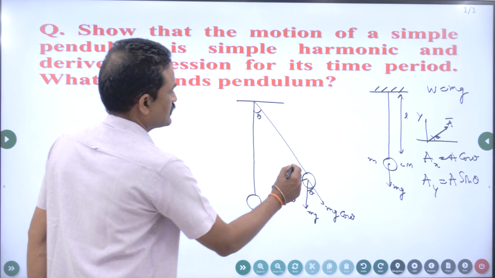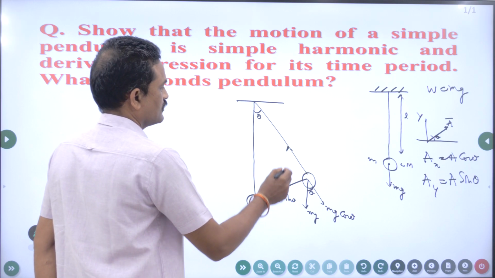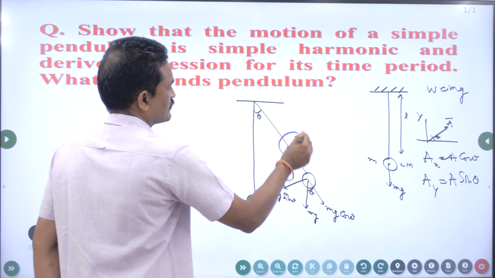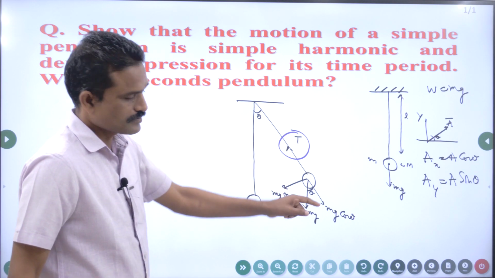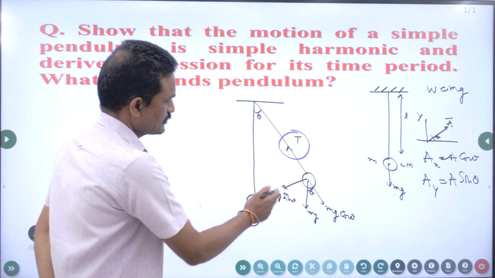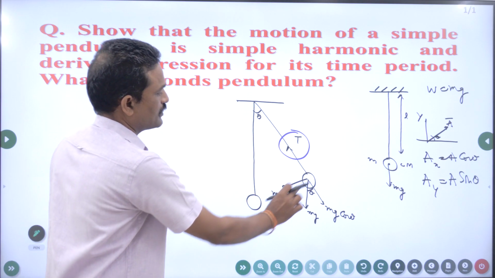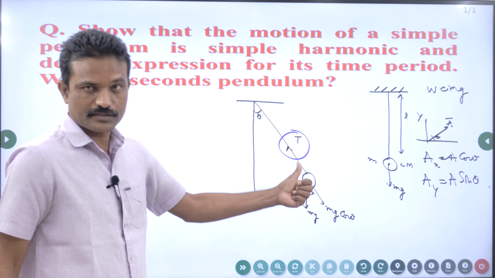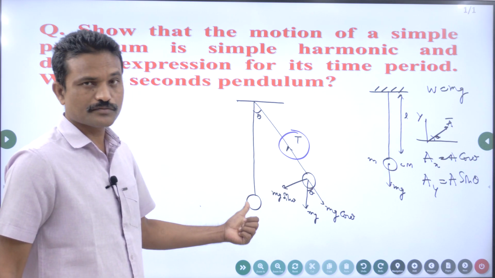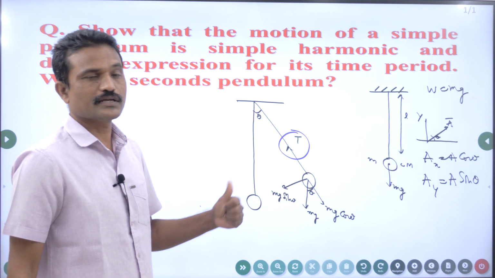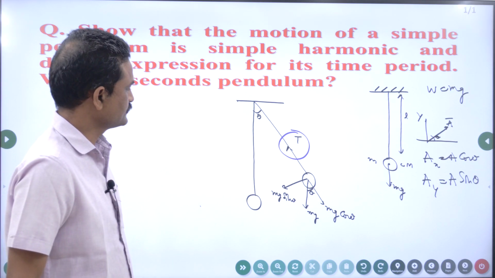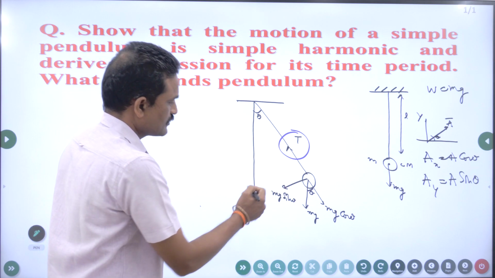So mg cos theta is balanced by tension. This is the tension. So T is equal to mg cos theta. Now what about this mg sin theta? Once I move the bob on one side, it will not stay there forever. It has to come back towards this fixed point, that is towards the stable position, that is the equilibrium position. So that force is called a restoring force.